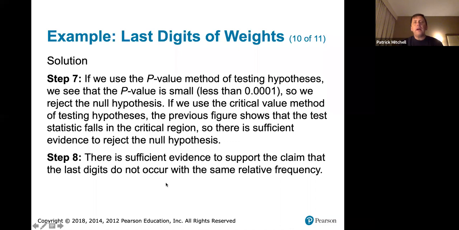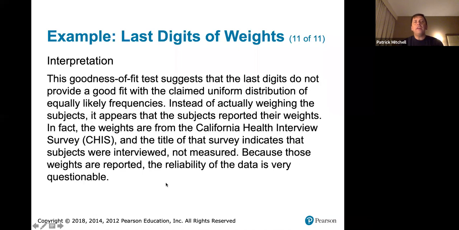All right. The results suggest a poor fit with the claimed uniform distribution of equally likely frequencies. Instead of actually weighing the subjects, it appears that the subjects reported their weights. In fact, the weights are from the California Health Interview Survey, and the title of that survey indicates that subjects were interviewed, not measured. Because those weights are reported, the reliability of the data is very questionable.